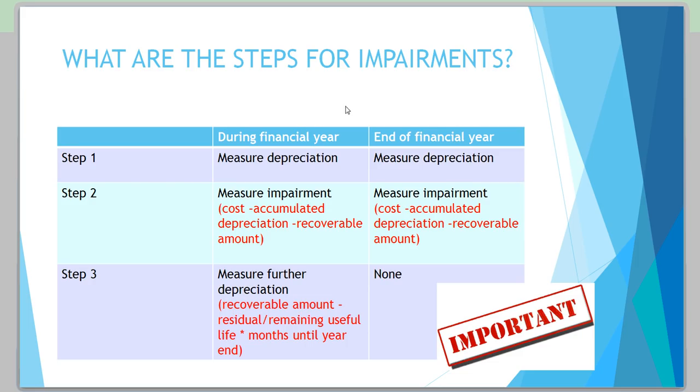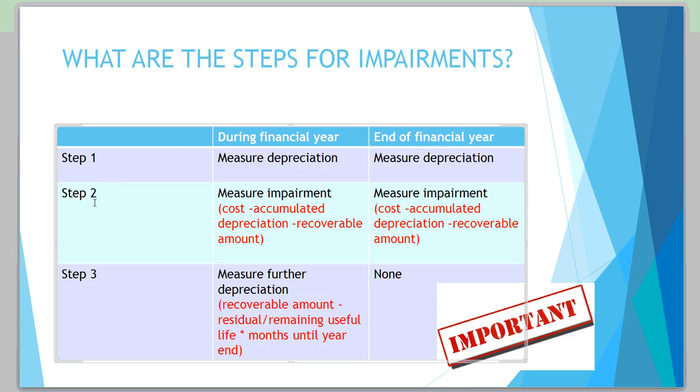And once you've determined that, there are 3 steps that you can possibly apply. And this is very, very important. Step 1 for impairment losses is always to measure depreciation. So you need to measure depreciation either up till the date that the impairment loss must be written off, or up till the last day of the financial year, depending on whether it's during the year or at the end of the financial year.